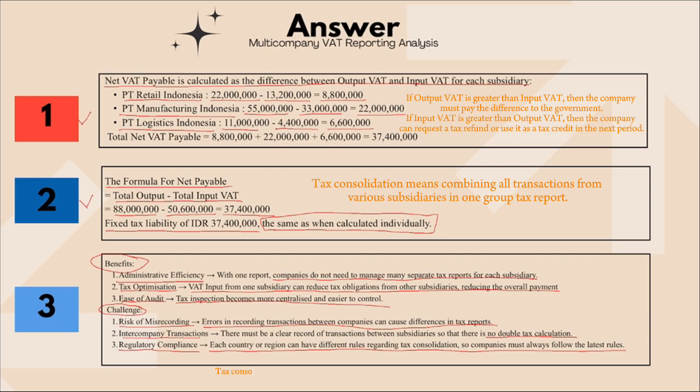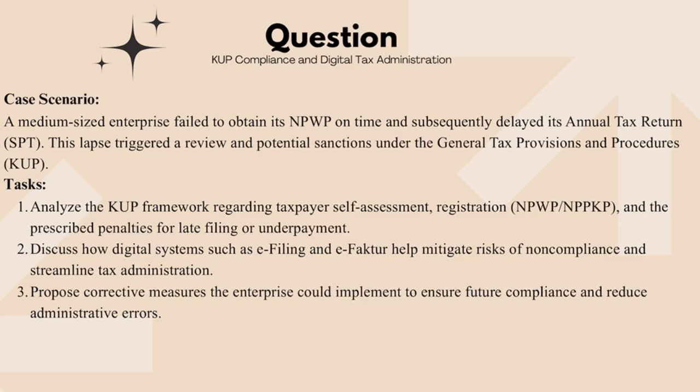Tax consolidation is especially useful for companies with many subsidiaries because it makes tax management simpler. However, if done incorrectly, it can lead to reporting errors that result in fines and tax penalties. Question number one: explain KUP compliance and digital administration.